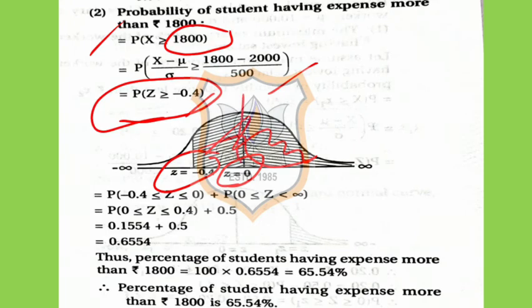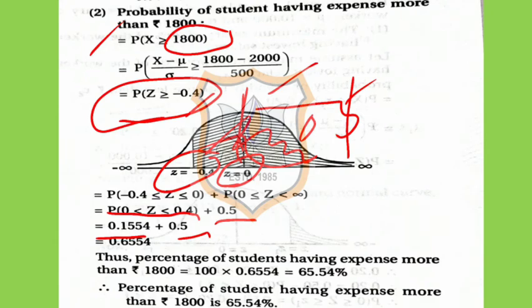Now you know that this much area from 0 to the extreme is 0.5. So what we have to do? We have to find the area from z equal to 0 to z equal to 0.4, and then we have to add 0.5 to it. Area from 0 to 0.4 is 0.1554 plus 0.5. So the answer will be 0.6554. Again the percentage is required, so multiply by 100. So when we multiply 100 into 0.6554, our answer will be 65.54%.